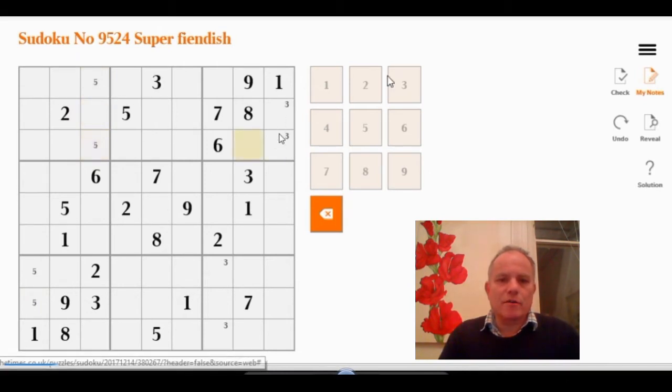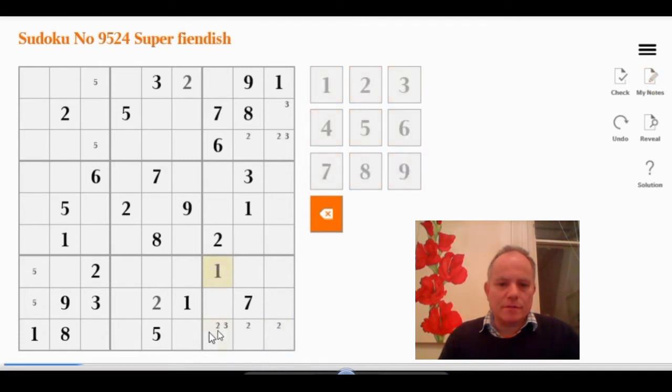Well, the three in the top right box must be in one of those two cells, because that one is constrained by that three, and this one is constrained by that three. That then helps identify where the three is going to be in this column. It obviously isn't in this box, which already has a three, and it's not in this box, which has the three there somewhere. So it must be in one of those two cells. So that's how you get started.